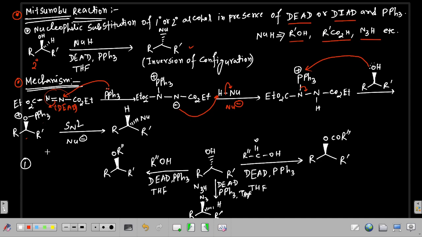After this we have the nucleophile minus, as you see. It will attack as an SN2, undergoing SN2 attack. There will be removal of this bond, leading to the formation of a substituted product which has inversion of configuration.